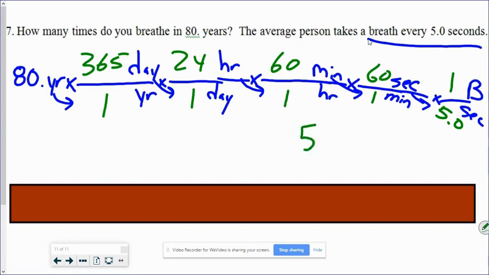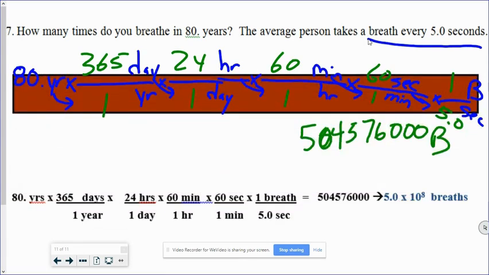So here we go. 504, 576, 0000. That's breaths. And make sure you do that in your calculator. Make sure that you are putting it in correctly. And here's a prettier version of all of that right there.